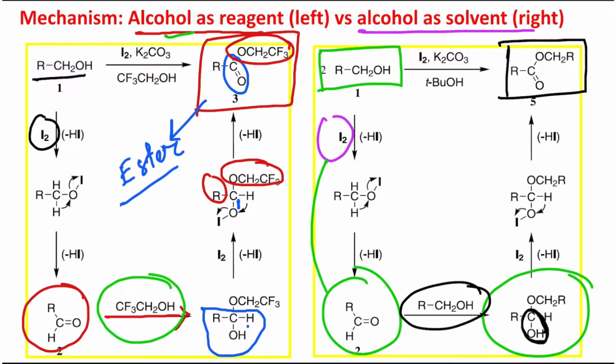Now, what is the difference? Previously CF3 was attached here, but in this case it is the starting alcohol. So just recall the Tishchenko reaction, from aldehyde to ester in one step. In this case, with this iodine mediated method, in one step, primary alcohol goes to ester. So that is the uniqueness of this process.